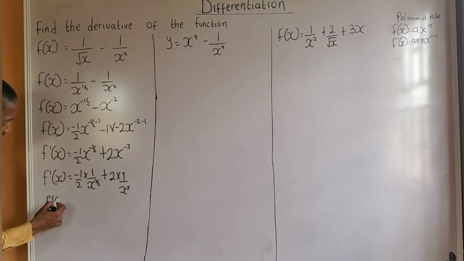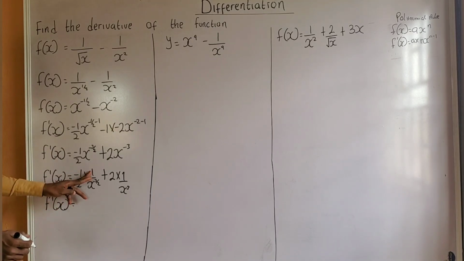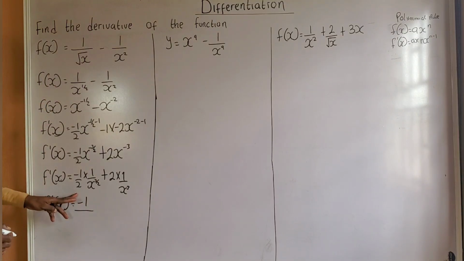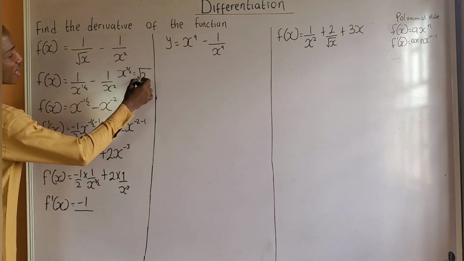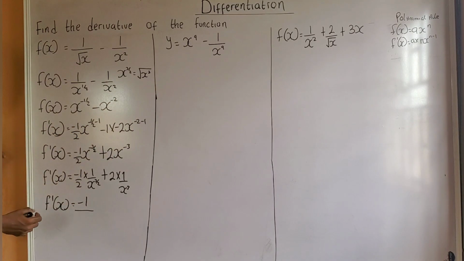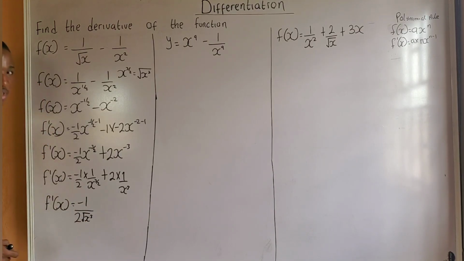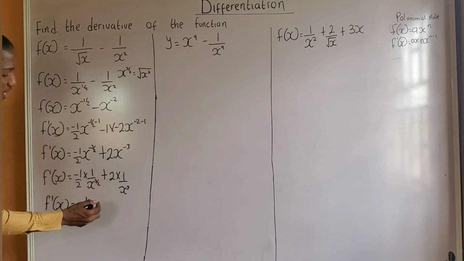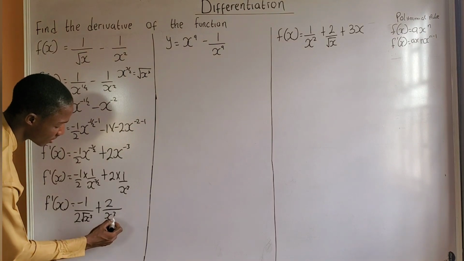So the derivative of f of x will be equal to negative 1 times 1. What are you going to have? That will be negative 1. So I'm going to have negative 1 all over 2 times x to the power of 3 over 2. And don't forget, x to the power of 3 over 2 is equal to square root of x raised to the power of 3, okay? So I'm going to have negative 1 all over 2 root x to the power of 3. Okay? Then put the addition sign. 2 times 1, that is 2. 2 all over x raised to the power of 3, okay?